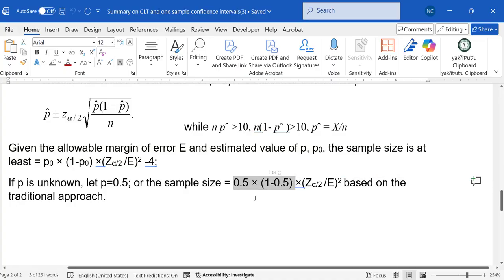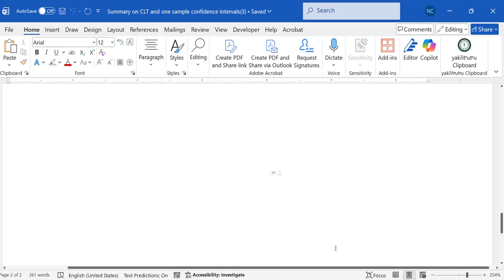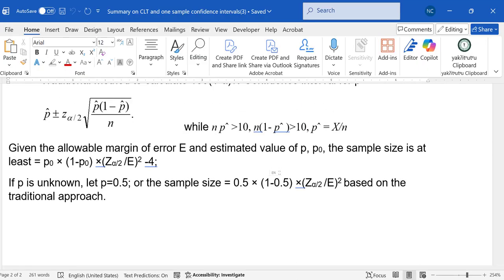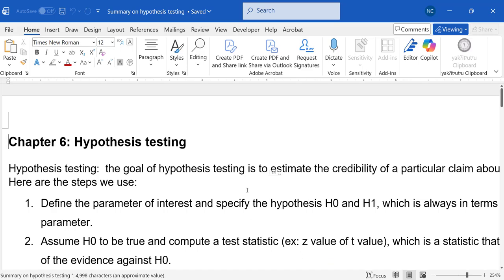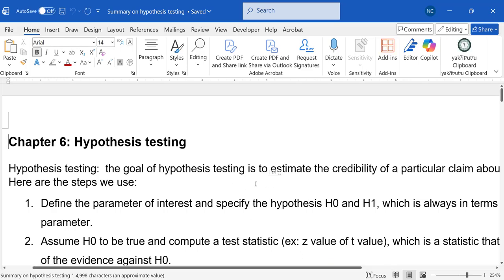Last time a student wrote a note to me, saying, I know the equation, and he copied the equation, but you didn't tell me what's the P0. Okay? If no P0, that's 0.5. So this is the confidence interval part. So hypothesis testing is one sample or two samples. Okay?